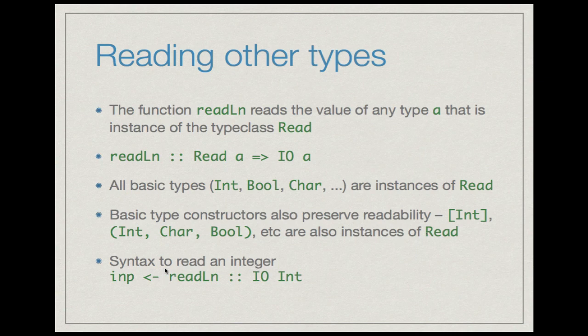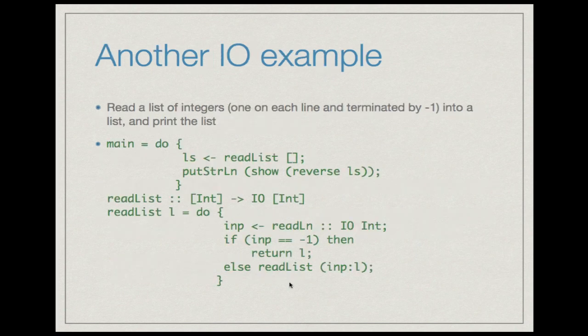Here is the syntax to read an integer. input <- readLn :: IO Int, and bind the result to input. So since readLn is supposed to cater to the reading of any of these types that belong to the class Read, you need to specify which type you want the input to be. So here is an example. In this example, we read a list of integers, one on each line, and finally terminated by -1, into a list and print the list.